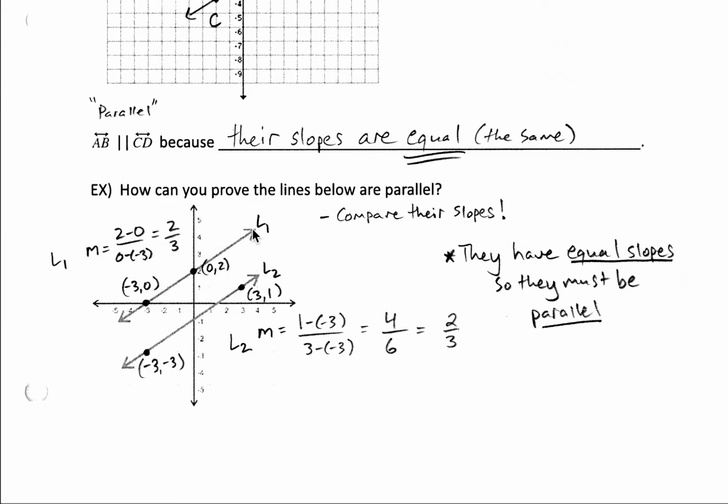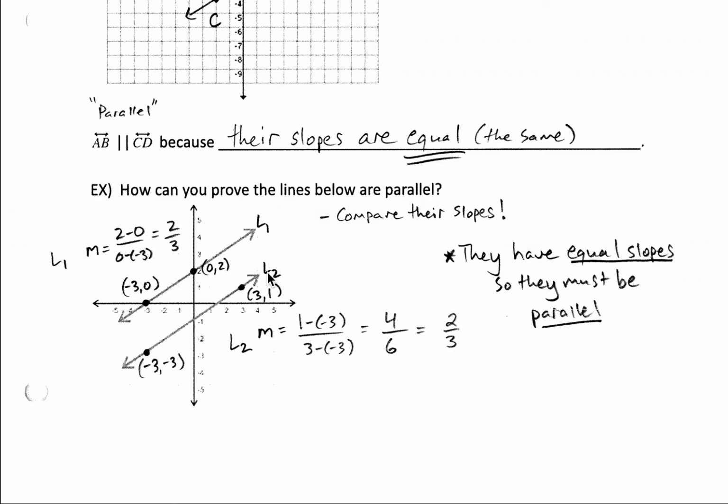So for this top line, I'm going to call it line 1. I'm going to pick these 2 points right on the axis. Those are easy to use. So this is 0, 2. This is negative 3, 0. If I subtract my y values, 2 minus 0, I get 2. And if I subtract my x values, 0 minus negative 3 is 0 plus 3, so that becomes positive 3. So my slope is up 2, right 3. Positive slope, increasing line, that makes sense.